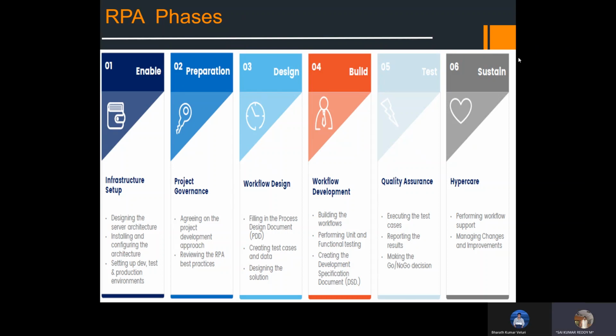One is infrastructure setup, meaning a system. It may be physical or cloud. So this is the RPA life cycle, right? These six steps. Correct.